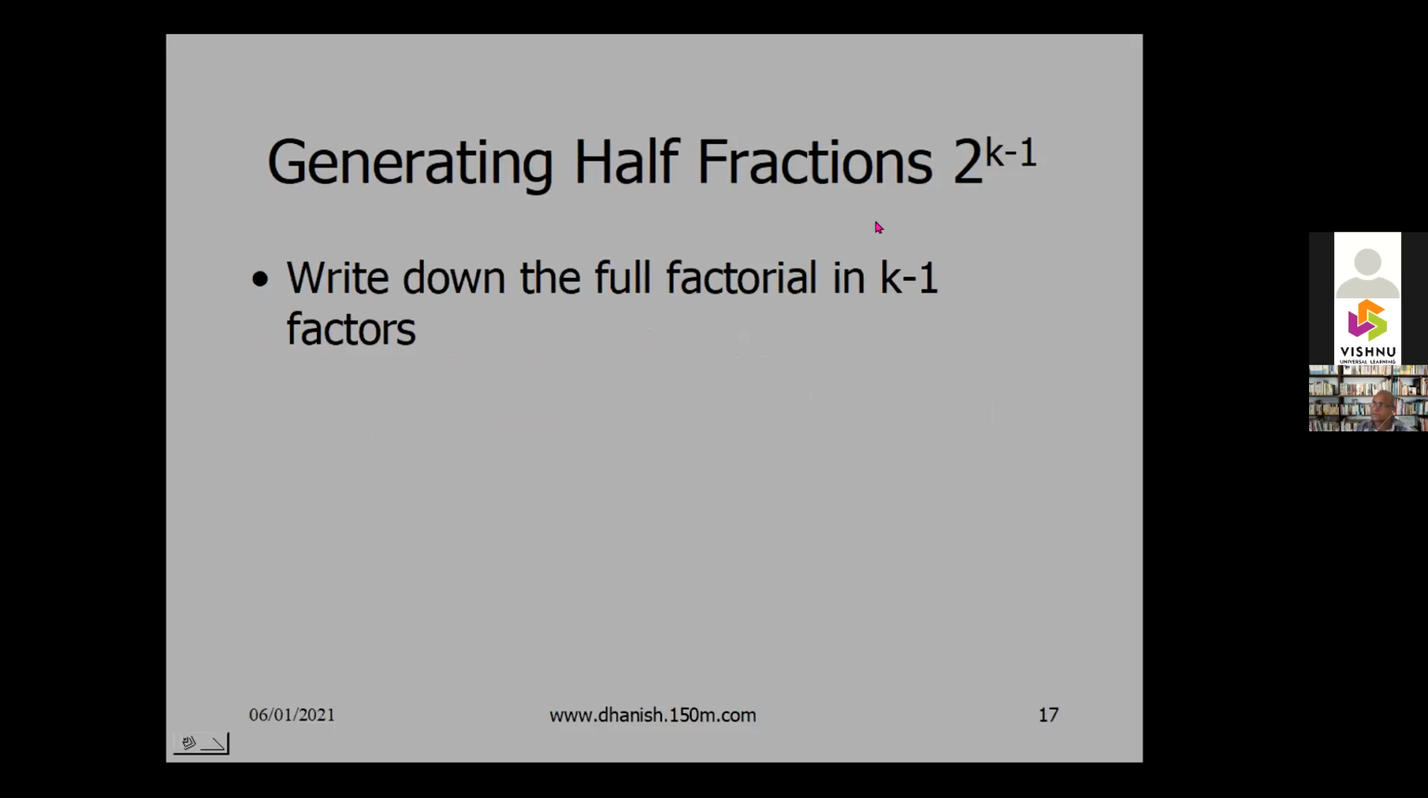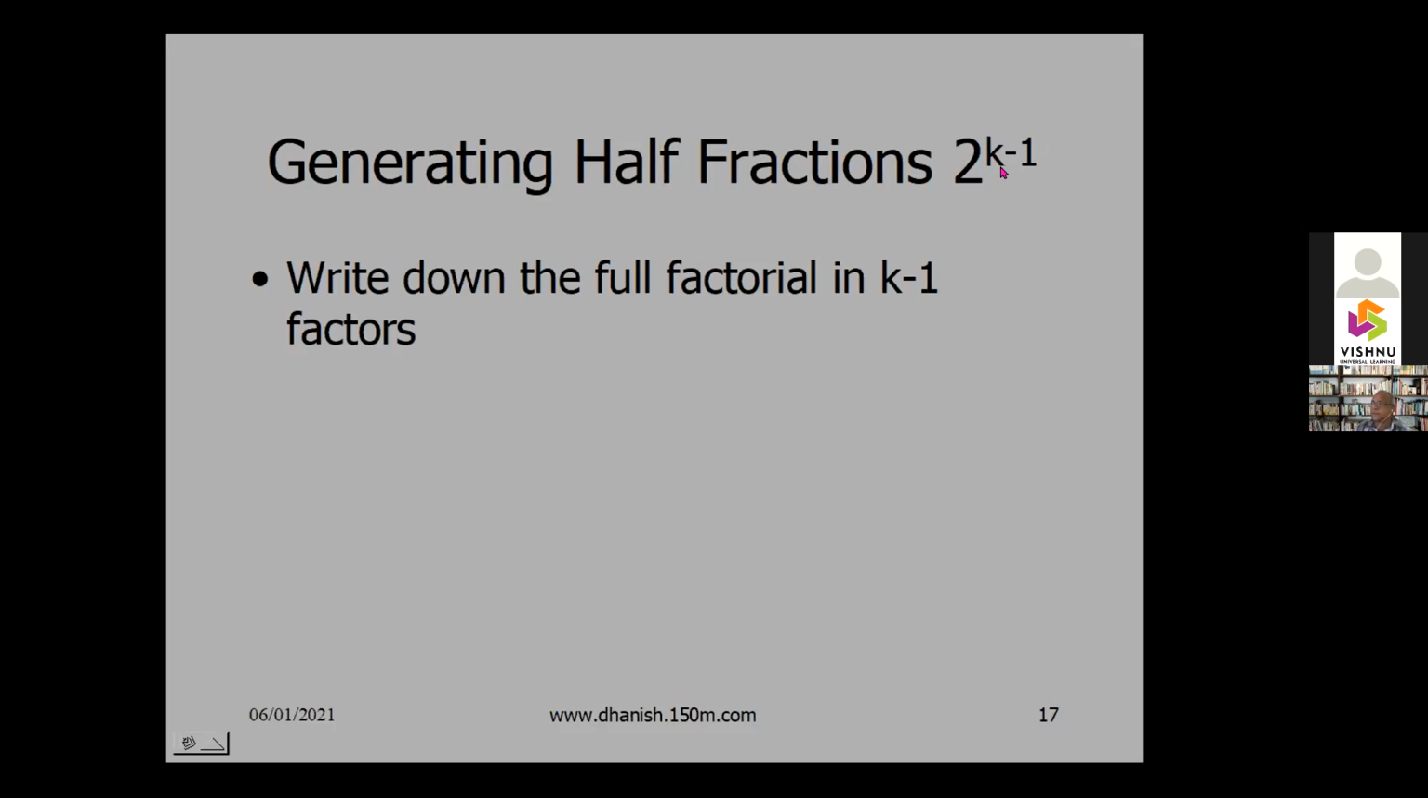To generate a half fraction, first write the full factorial. Half fraction is denoted by 2 raised to k minus 1. For example, k equal to 3, that is 3 factors. So total full factorial will be 2 raised to 3, 8 runs. Half fraction of that will be 8 by 2, 4. That is 2 raised to 3 minus 1, which is 2 raised to 2, is 4.